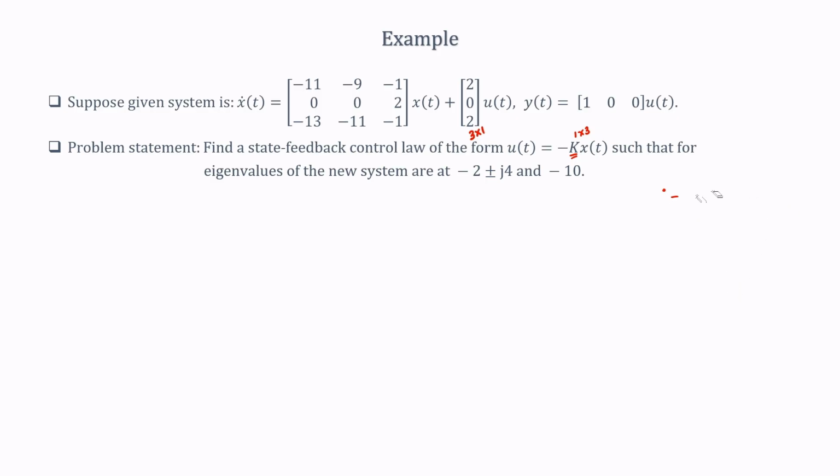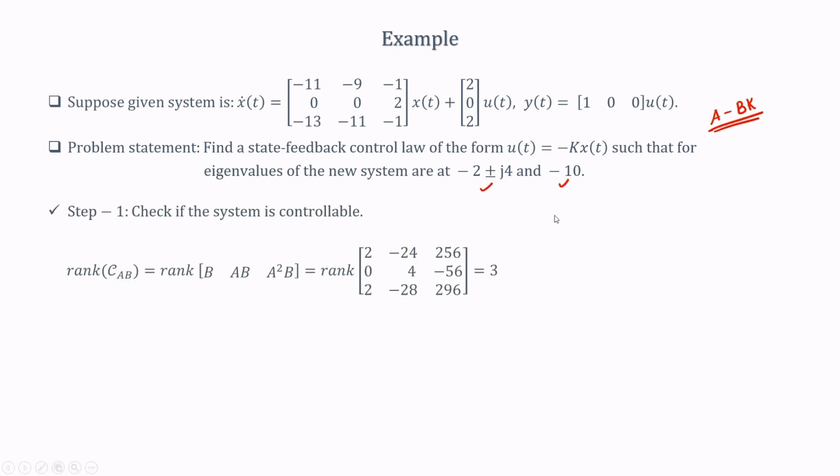Now, the question is how do I find a K matrix such that A minus BK that I was talking about has eigenvalues at these points, and we will try to do that using the idea that we have just now learned. First check whether the system is controllable, because if the system is controllable then only you can use this idea. So, you can quickly check controllability. In the last lecture itself we have seen that if the rank of the controllability matrix is full, that means in this case it is 3, hence the system is controllable.